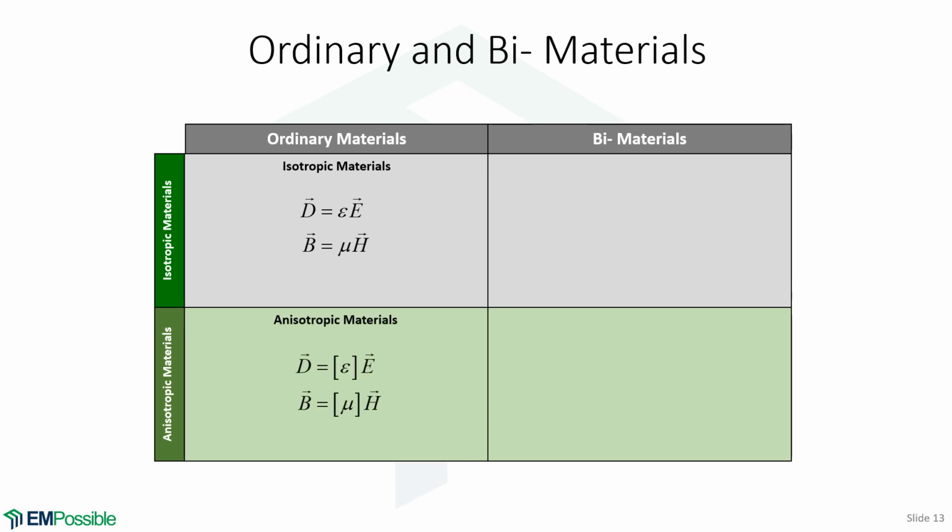We can have ordinary materials that are anisotropic, and that's where our permittivity and permeability become tensors, and E and D can be in different directions, as well as H and B being in different directions.